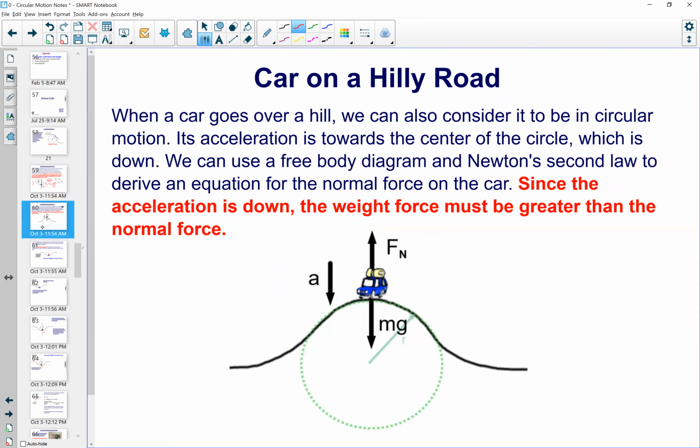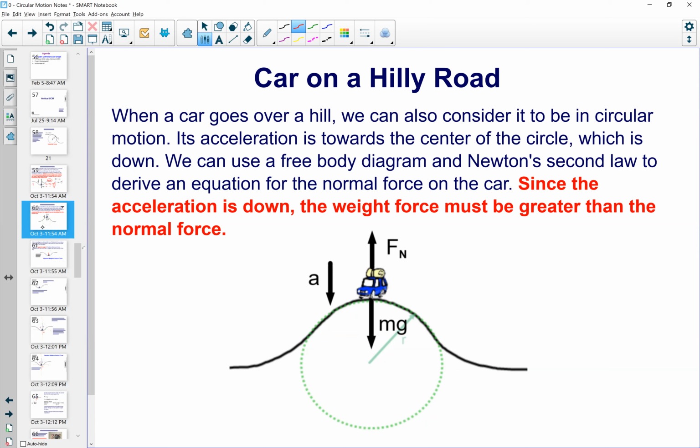All right, what if the car is going over a hill? Can I get one of you guys in the classroom to read this one for us? Sure. When a car goes over a hill, we can also consider it to be in circular motion. Its acceleration is towards the center of the circle, which is down. We can use a free body diagram and Newton's second law to derive an equation for the normal force on the car. Since the acceleration is down, the weight force must be greater than the normal force.